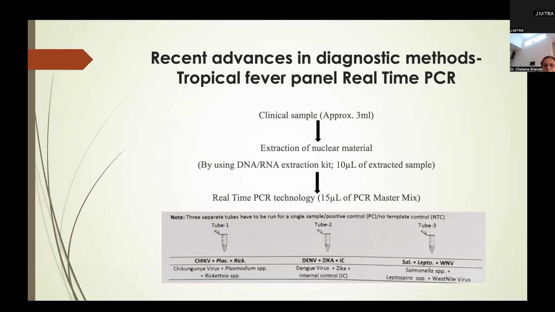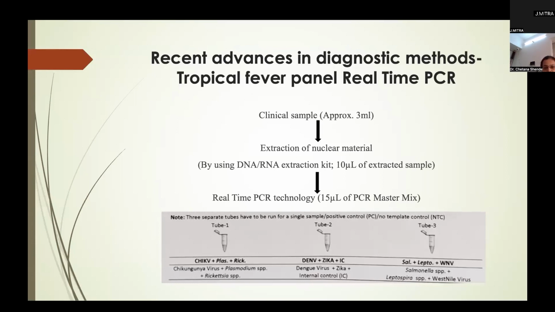So for the clinical sample, approximately 3 ml of whole blood is taken, and after the extraction of the nuclear material is done, this nuclear material like DNA or RNA is subjected to real-time PCR.